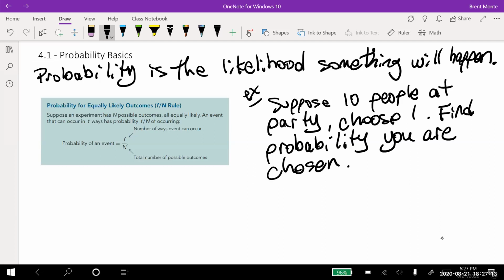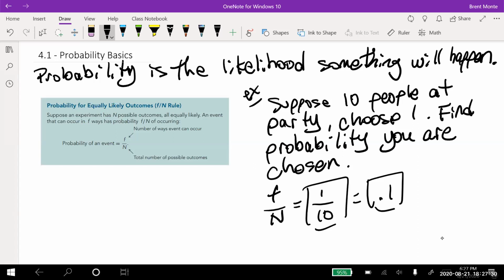Well, we'll go right to that F over N rule. There's 10 total people to choose from, and if everybody's equally likely, you're one of those 10 people. And so that's the probability you're going to be chosen: 1 out of 10. Sometimes I'll write it as a decimal, 0.1, however you'd rather write that. But if we write it as a fraction, we're always going to write it fully reduced.